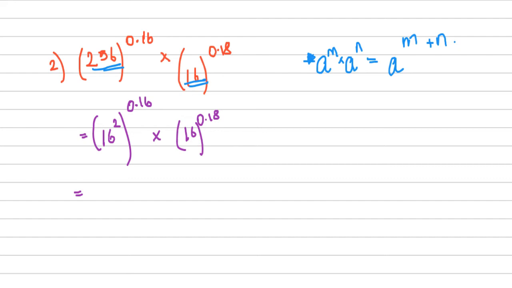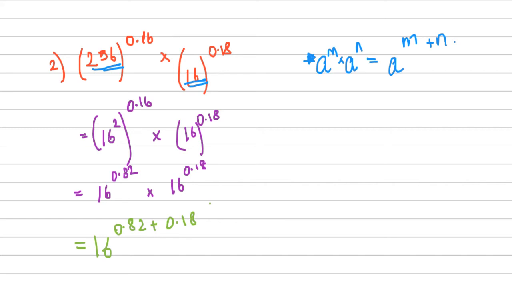Now here we can use one more identity. What is that? Yes, we have one power inside and one power outside, so basically you can multiply them. So 2 times 0.16 will be 0.32, multiplied by 16 to the power 0.18. Now we have got a format that looks exactly the same as a to the power m multiplied by a to the power n. So what you can do here is write the answer as 16 to the power 0.32 plus 0.18.